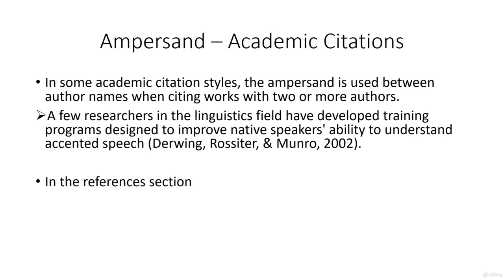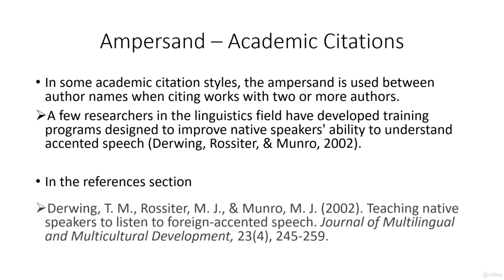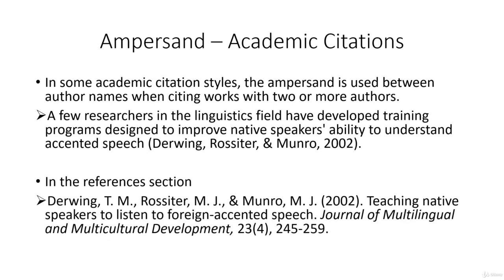And when we have our references section, we'll reference this by the title of the paper. So it's Derwing TM, Rossiter MJ and Munro MJ, 2002. And the title of their paper was Teaching Native Speakers to Listen to Foreign Accented Speech, which was published in the Journal of Multilingual and Multicultural Development. And the numbers there show the pages of that publication where this paper appeared.